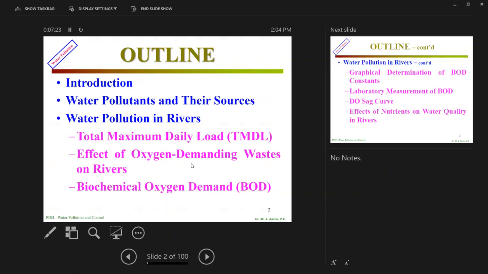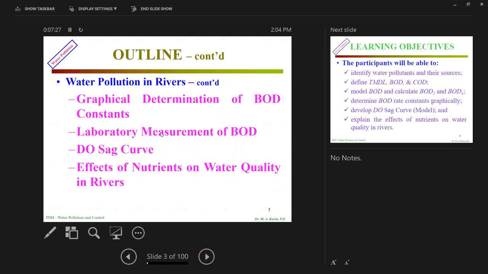So BOD, biochemical oxygen demand, is one of the measures. Then we'll see the graphical determination of the BOD constant. So we'll have a BOD model and it will have a constant. Then we'll see how we can determine the model and other things like that. Then we'll see laboratory measurement of BOD.